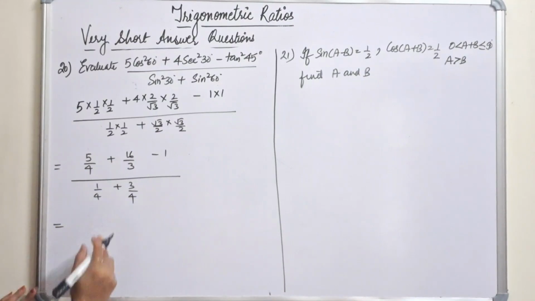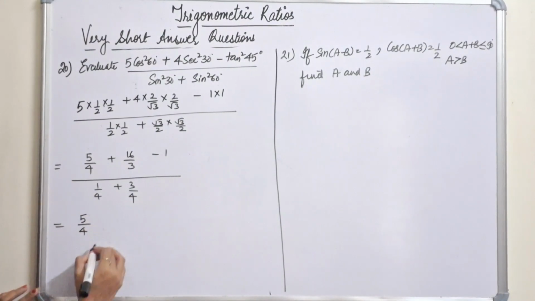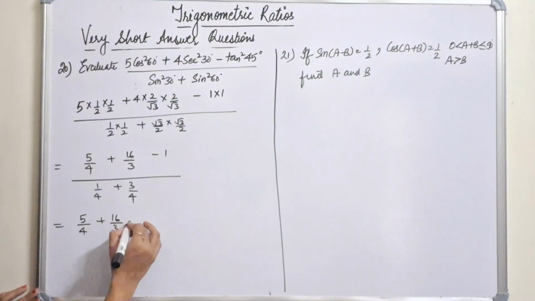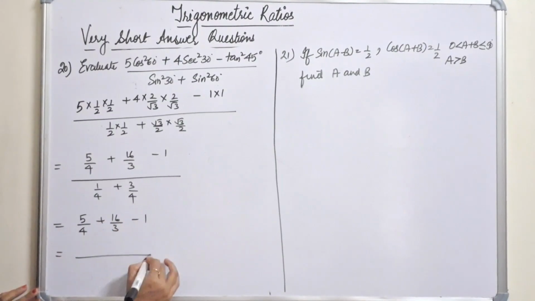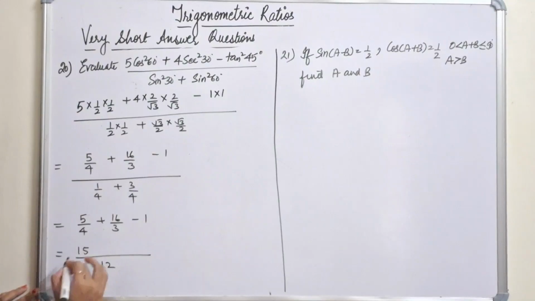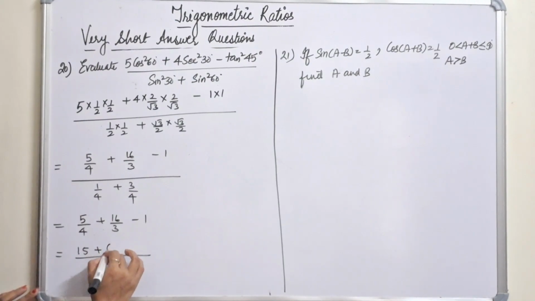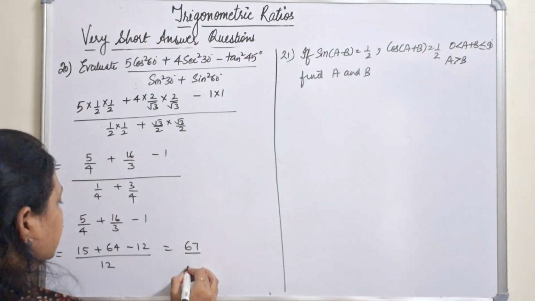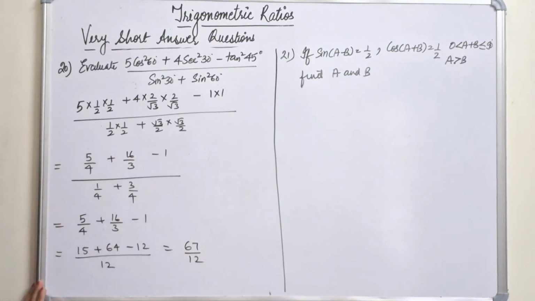So finally the denominator will be changing as 1. Our expression will be 5 upon 4 plus 16 upon 3 minus 1. LCM will be 12. This is 15 plus 64 minus 12. So answer is 67 upon 12.